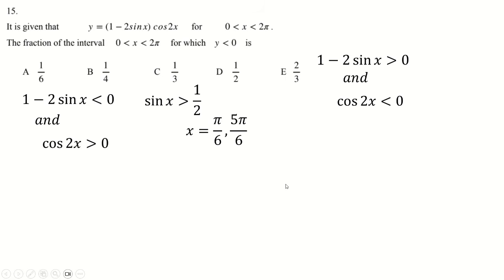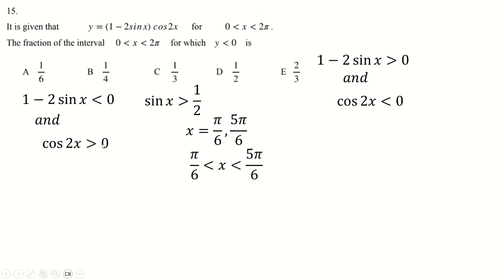Draw the sine graph in your head and say that we want it to be bigger than a half, so we need to be between these two values. Here, again, draw cos of 2x in your head. It's just the cos graph, but squashed by a factor of 2. So it's going to do the whole cos thing twice up to 2 pi.